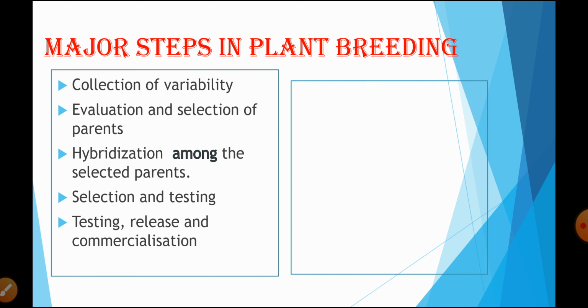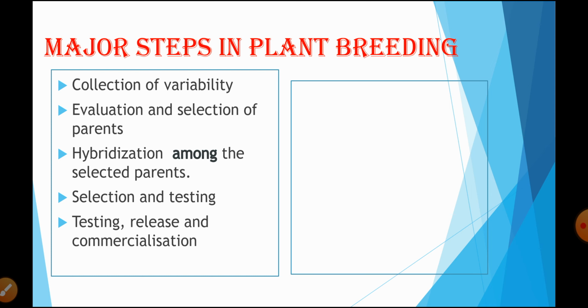Now, the major steps of plant breeding. What are the major steps in plant breeding? How do we do that? Crop improvement is a kind of plant breeding only. So what are the steps in plant breeding? The first one is collection of variability. What this variability means is different traits, different characteristics.